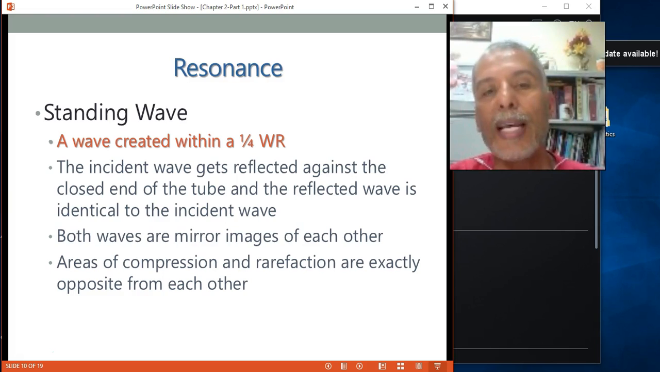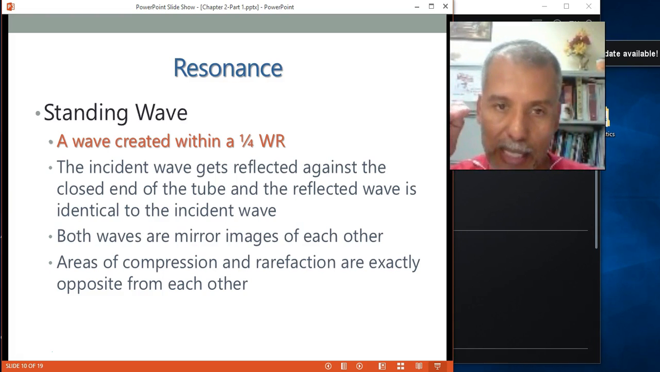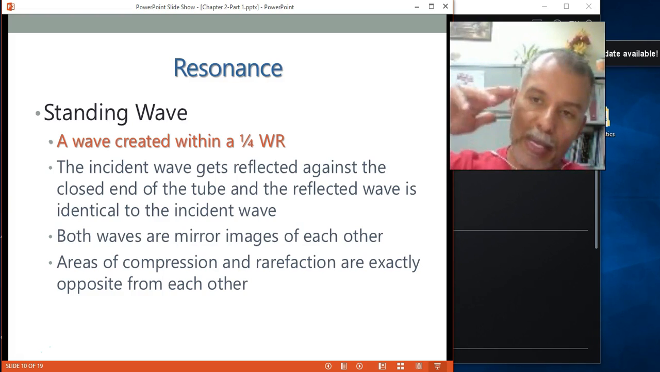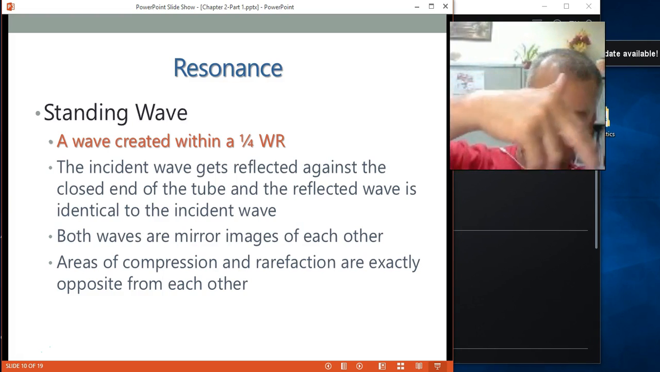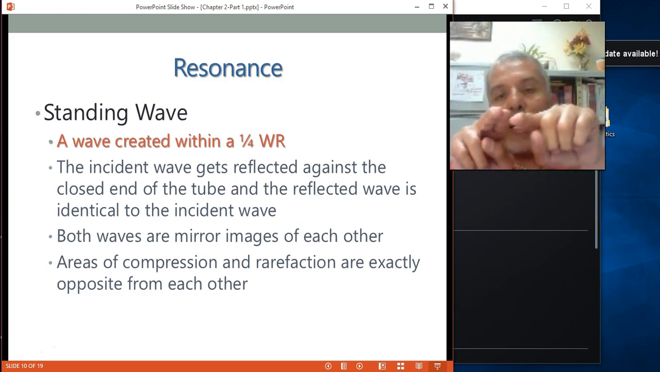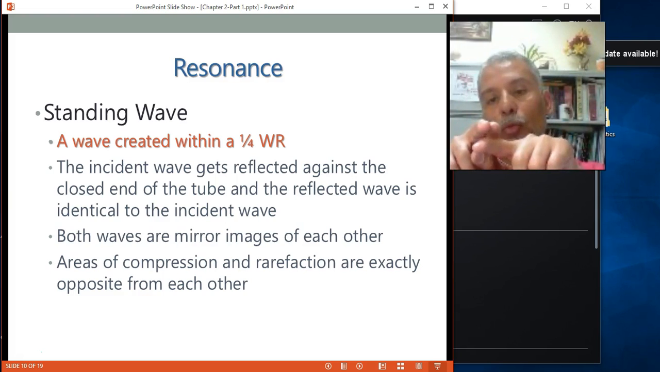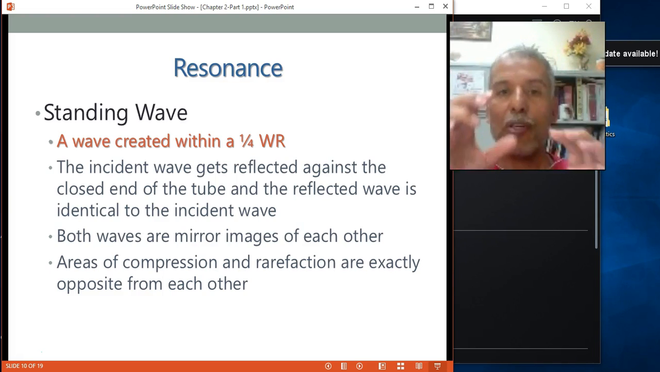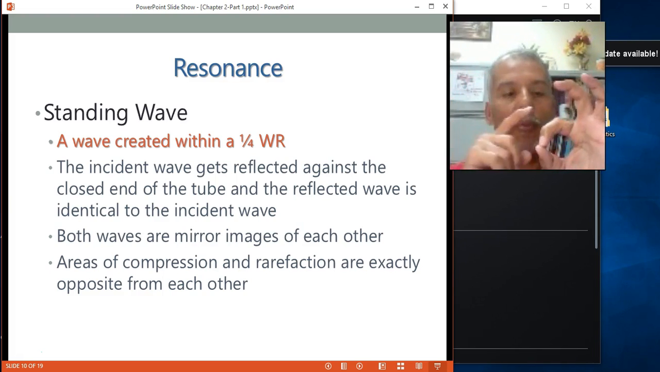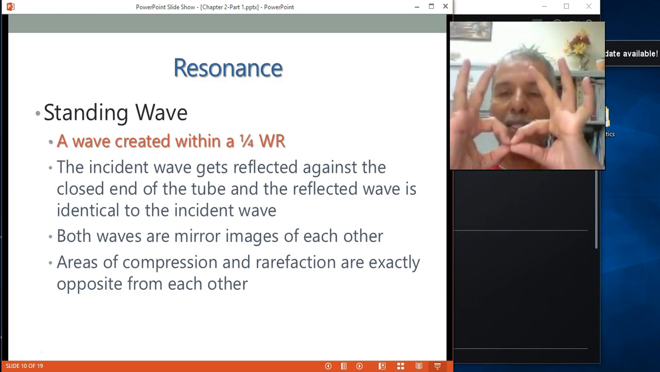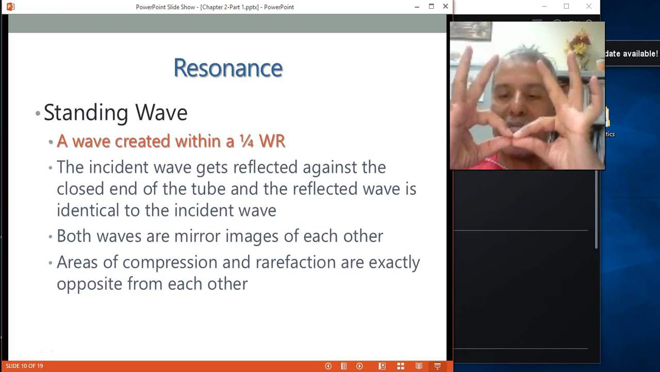This is the time when the incident wave, the wave that hits a barrier, bounces back at the same time that the original wave goes in. It causes echoes, and so the original wave comes in, and then it reflects against the barrier, the end of the tube, and then you have an exact copy of that wave made, but it is reversed. Now you have compression aligned against rarefaction, rarefaction aligning against compression. They are pushing against each other.